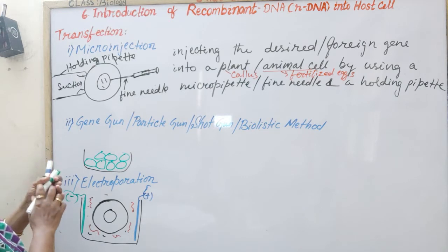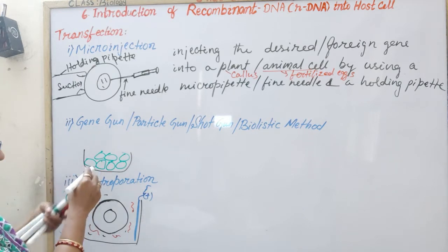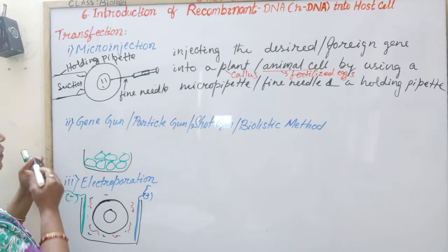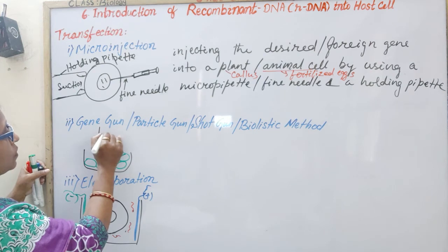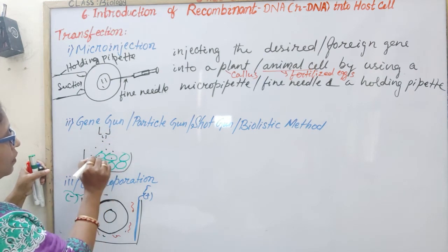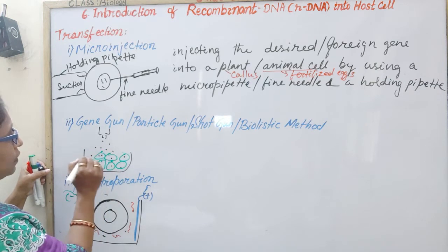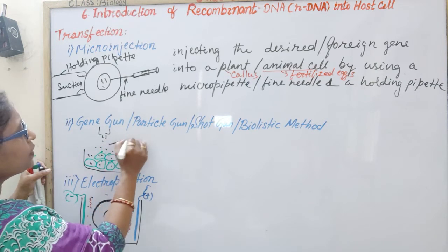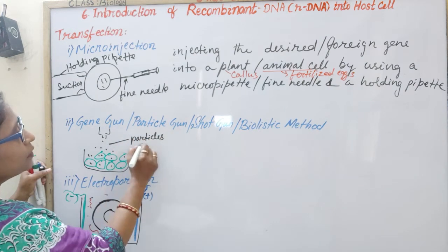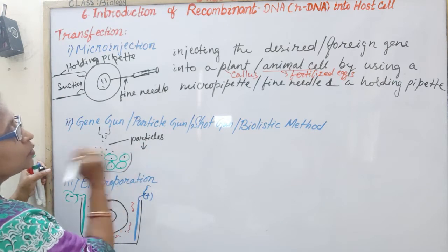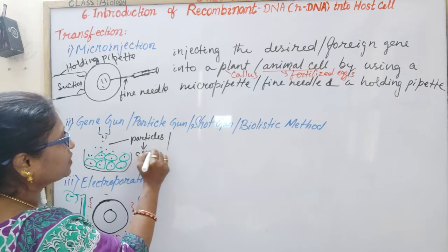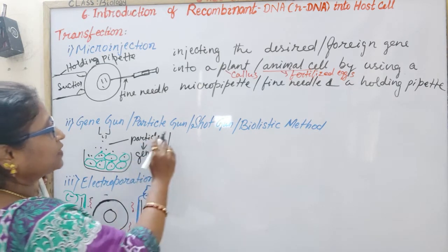It is shot from the gun with a high force. Suppose the particles are like this, they are entering into the cells. These particles contain the gene. So how is it done? They are particles containing the desired gene.